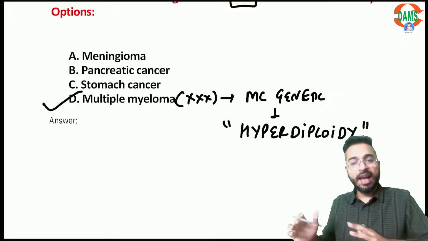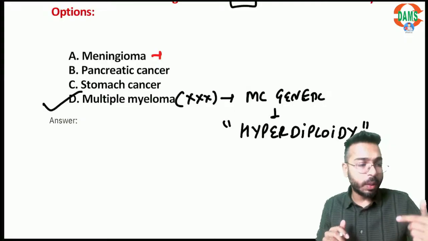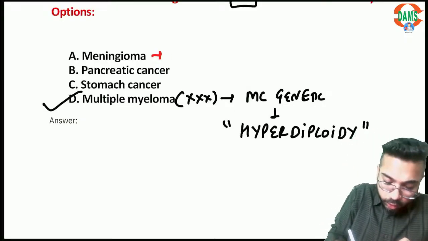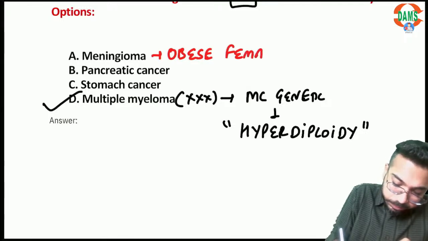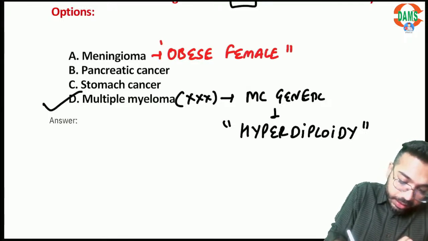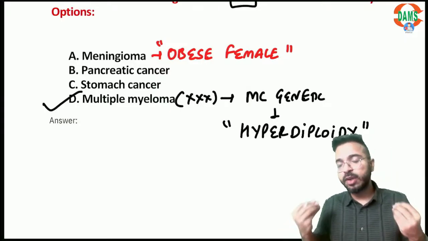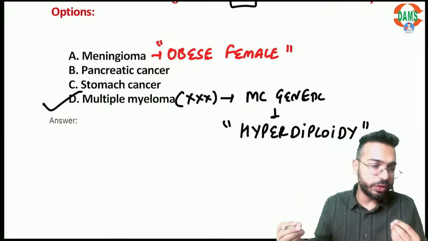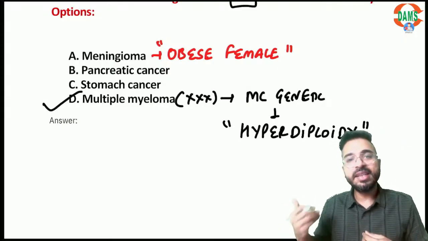The rest can all be associated. Meningioma can be tricky. I have discussed this: meningioma is commonly seen in females, and obese females are prone to develop meningioma. You see, questions seem to be very easy. Obesity causes which cancer? But then the options were tricky. This is INICET for you.